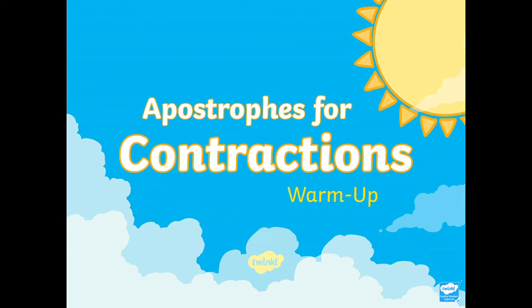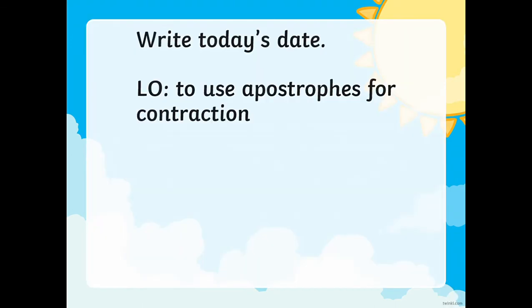Hello Year 2, we're going to have a quick SPaG lesson here on how to use apostrophes for contraction. You'll need your English book for today's lesson, that's the yellow one, and you'll need a pencil, a ruler and a green pen. Once you've got those things, you'll need to write today's date and the learning objective: to use apostrophes for contraction. Remember to underline those things using your ruler, just like we do in school. Pause the video while you do those things.